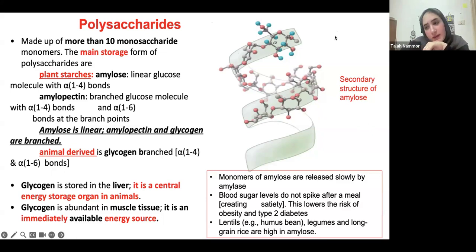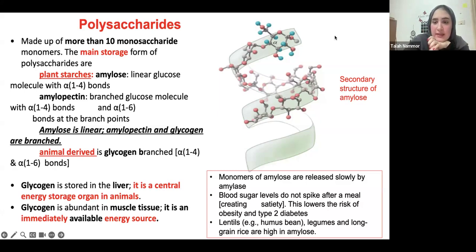So glucose is absorbed by the liver, a bunch of reactions happen, and we're going to have glycogen. Glycogen is usually stored in the liver because it's the most important organ for storing glucose. But glycogen is also available a lot in the muscles. Why do you think it's available a lot in the muscles? Specifically skeletal muscles, not any kind of muscles.